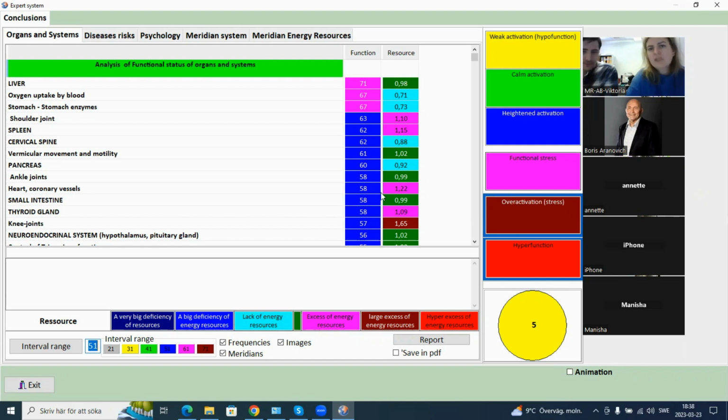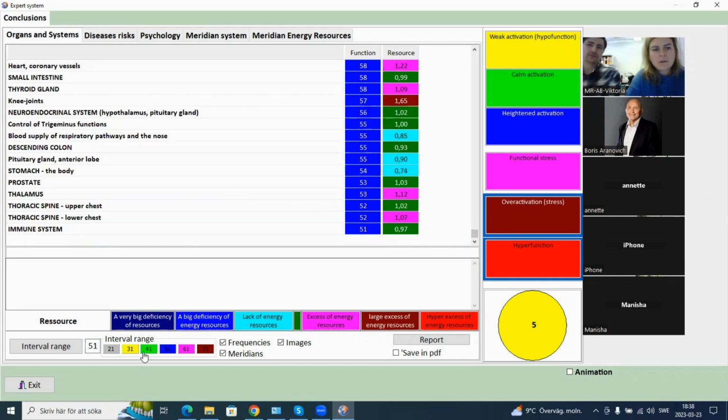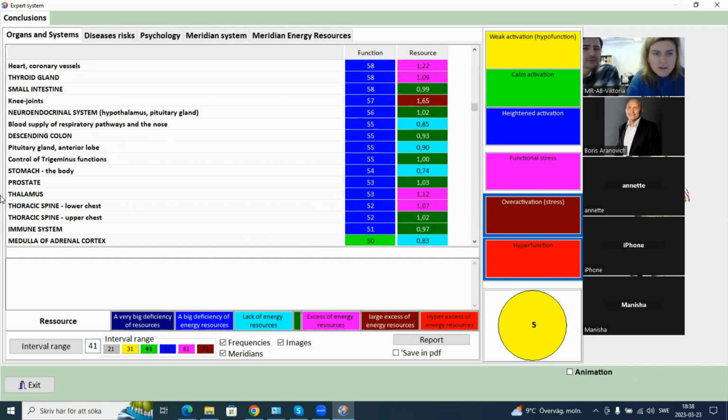So here you can see, for example, the medulla of the adrenal cortex. It's norm, activated absolutely normal, but there's not enough resource. So if he continues with stress like this, the resource drops. Burnout syndrome starts from resources getting low. And then if something happens, like extra stress, for example, long stress, he wouldn't be able to recover as fast as he should.